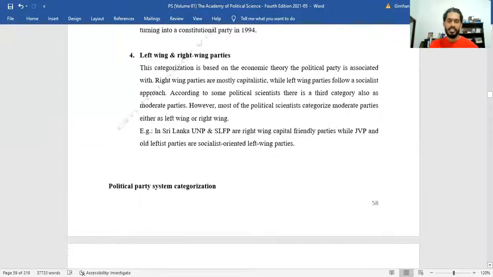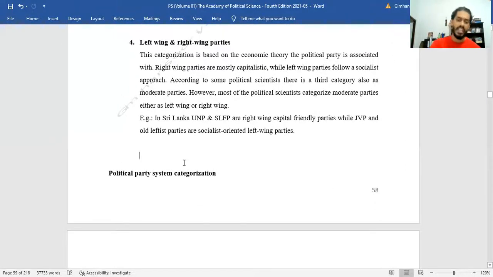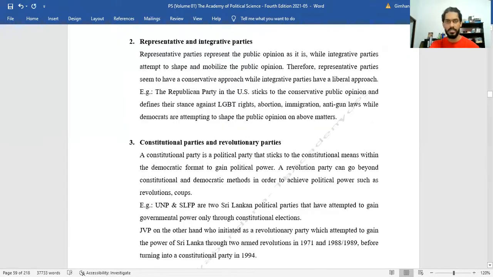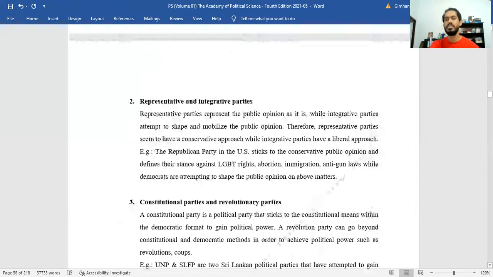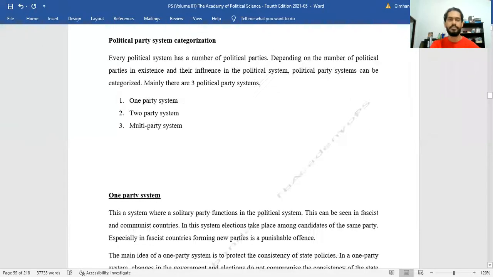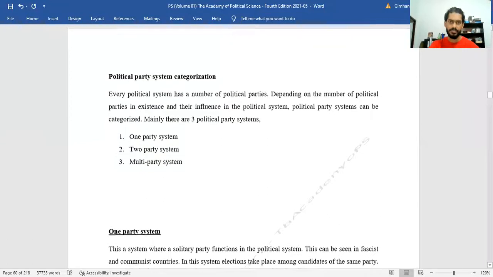Okay, right. Then we have the political party system categorization. Do you guys have any questions up to this point? Any doubts from this part? All right. All cool.